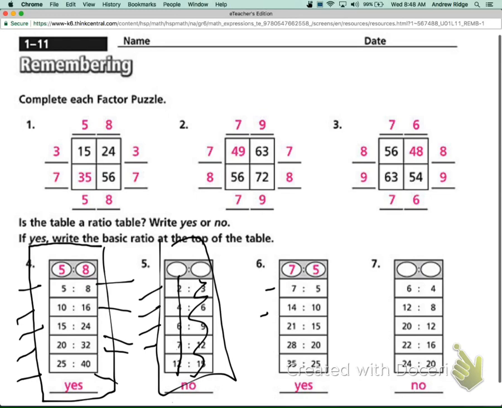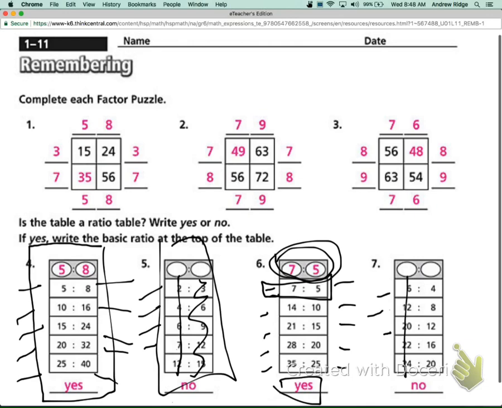We got 7, 14, 21, 28, 35. 5, 10, 15, 20, 25. This is absolutely a ratio table. Nothing goes into both 7 and 5, so that's our basic ratio up here. And we're done with that one. 6, 12, 20. Sorry about that. You would have had to go to 18 to make that a constant one. This is not a constant rate of increase, so it doesn't even matter if this one is. This is not a ratio table.